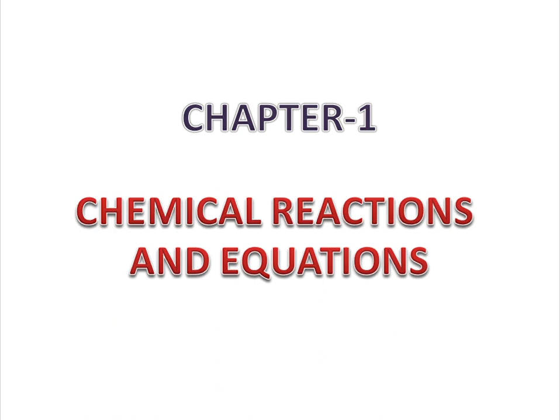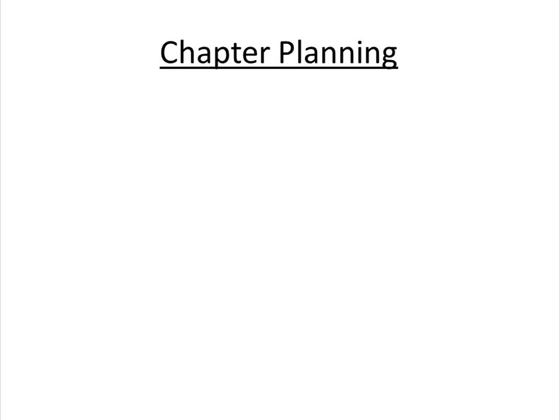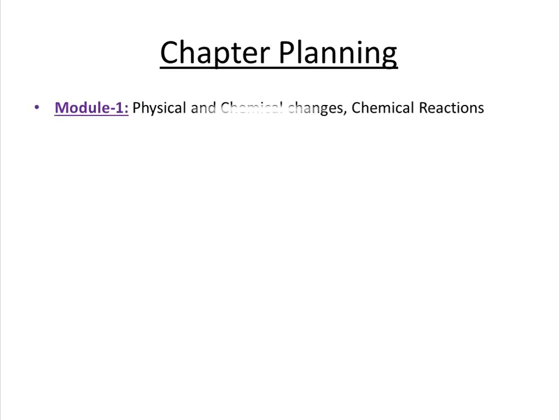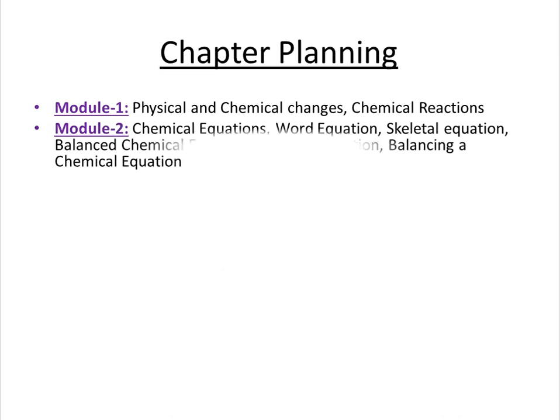Let's start with the first chapter of class 10th, that is chemical reactions and equations. I have divided this chapter into total 10 modules. In first module we'll be studying about physical and chemical changes and chemical reactions. In module 2, we will be discussing about chemical equations, different forms of chemical equations like word equation, skeletal equation, balanced chemical equation and its implication, and balancing a chemical equation.